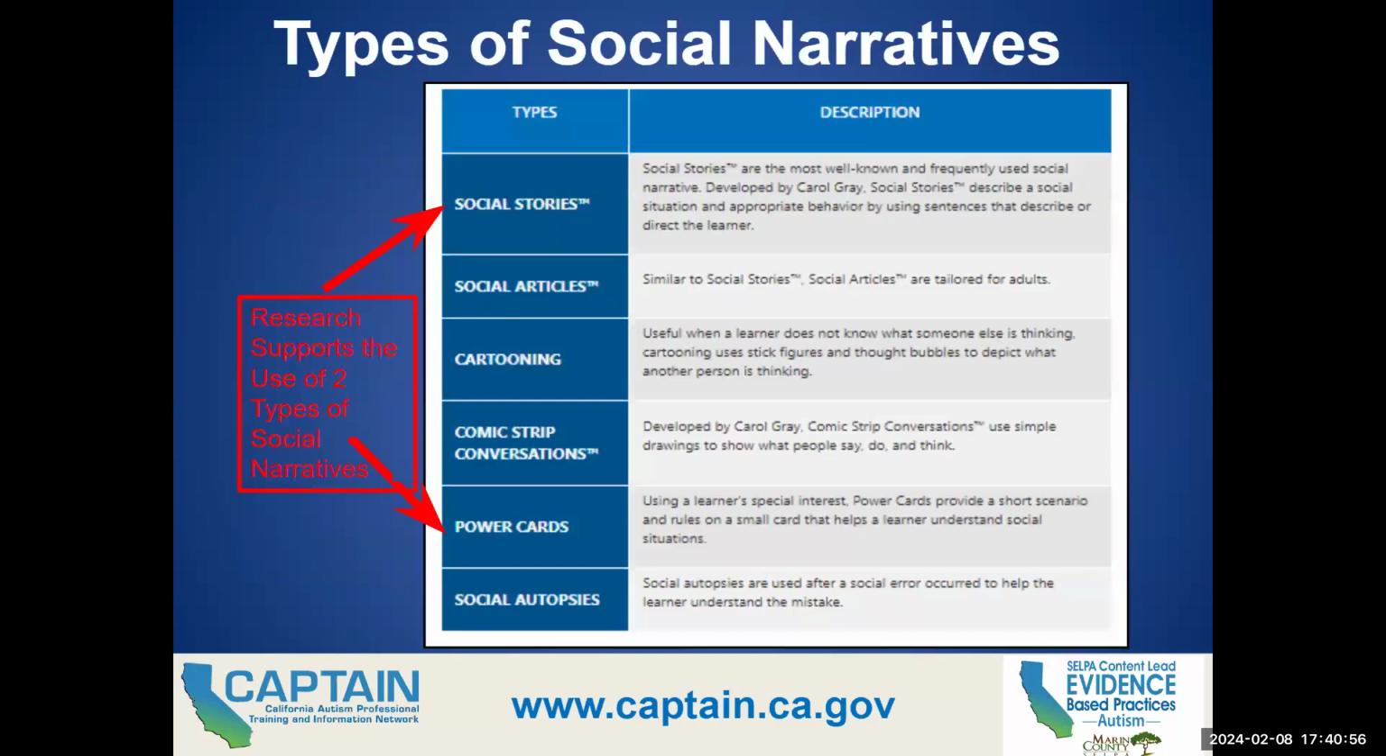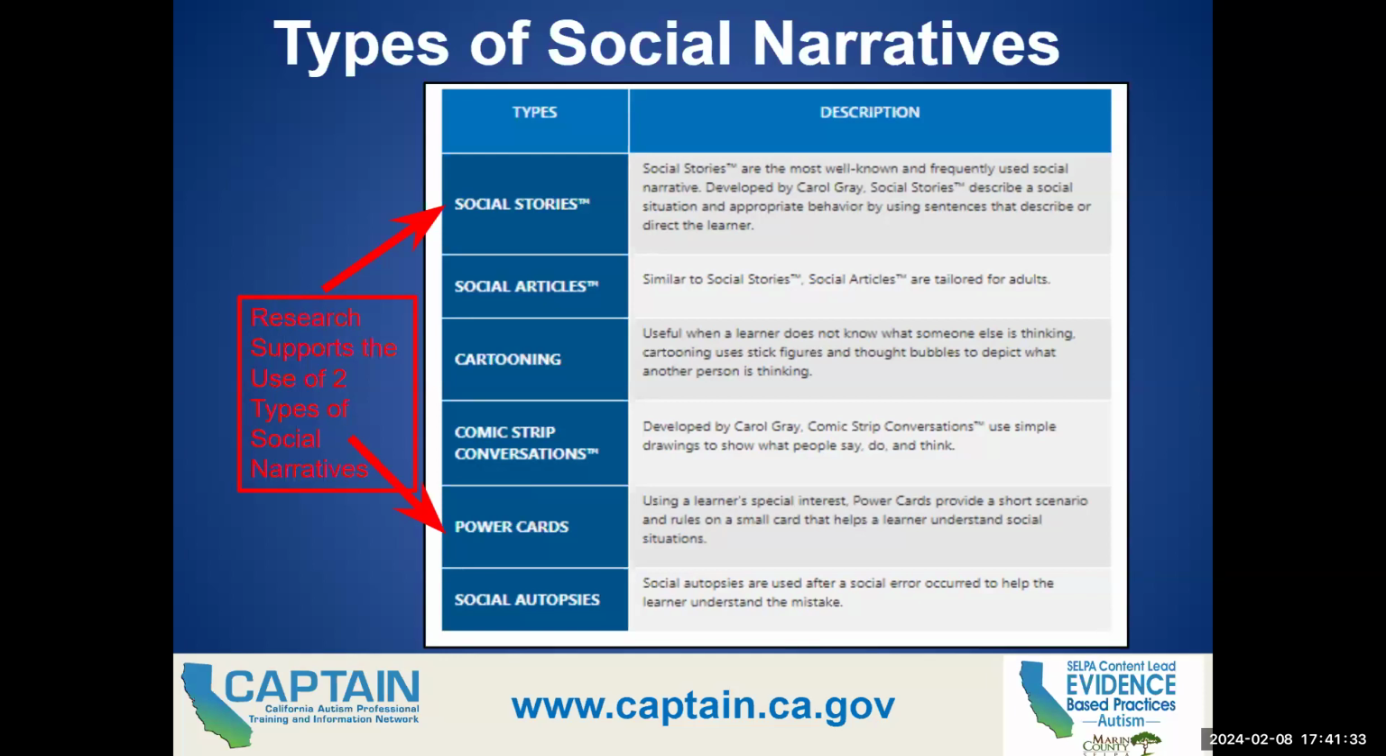So there are two types of social narratives that are research-based, and those are social stories and power cards. Now, social narratives is sort of the umbrella term for everything under it. Social Stories is what most people know, and that's a trademark term. So we try not to say only social stories, because there are these other types of social narratives. Social Stories was created by Dr. Carol Gray, and it's actually an entire curriculum.